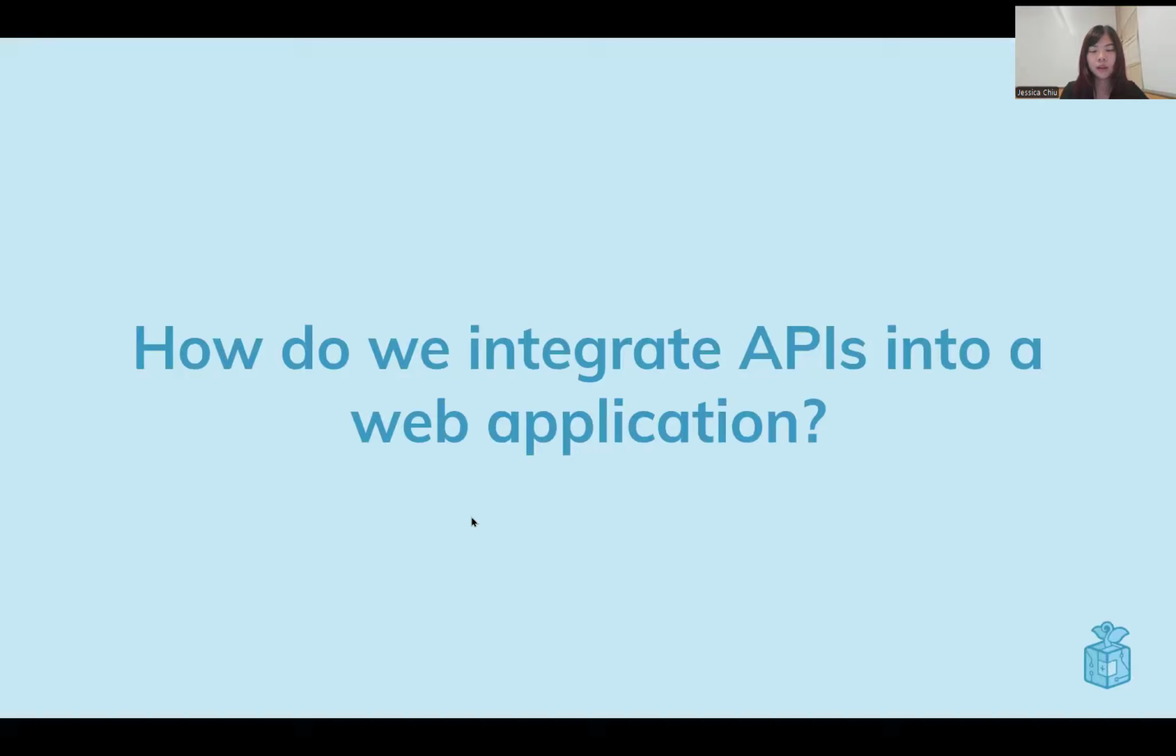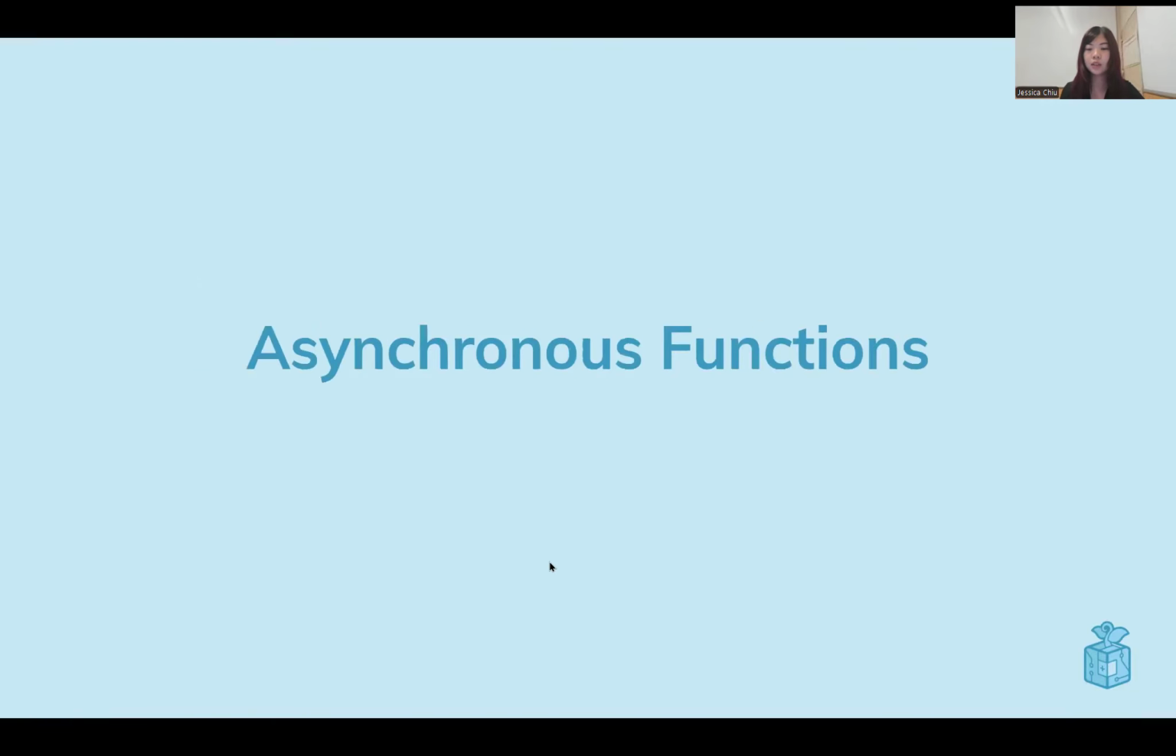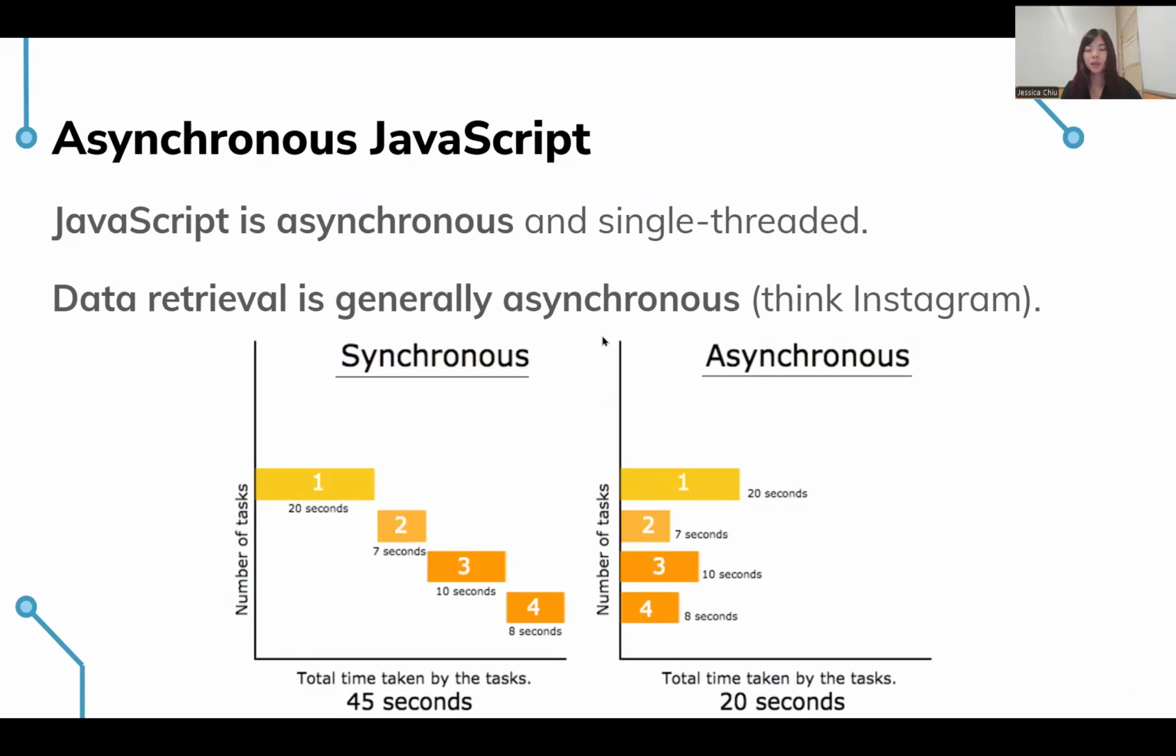Okay, so let's get into the new stuff. How do we integrate APIs into a web application? The way we do this is through asynchronous functions. Basically, to give a little preview, JavaScript is what we call single-threaded. So this means that it can only execute one line of code at a time. It'll run one line of code, and then after that one line is finished running, it'll go to the next and the next.